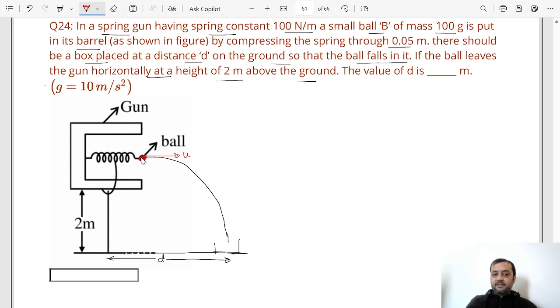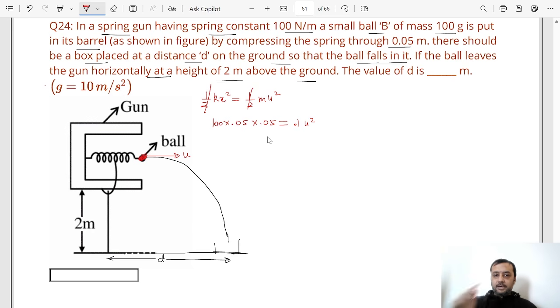So first, let's find with what speed the ball will be projected. The potential energy of the spring is half kx squared, and when the ball is released, that entire potential energy becomes the kinetic energy of the ball, so that will be half mu squared. The value of k has been given as 100. x is 0.05 into 0.05. Mass of the ball is 100 gram, which means it is 0.1 kg, into u squared.